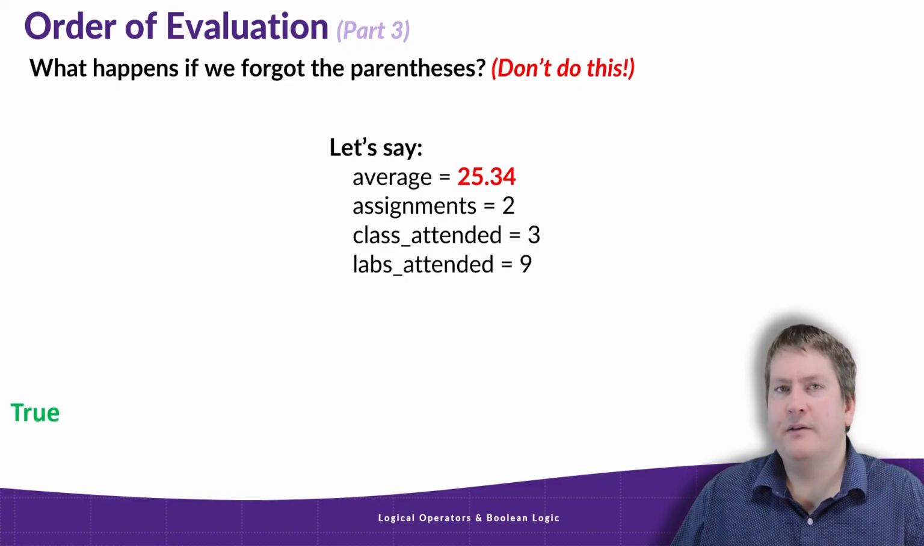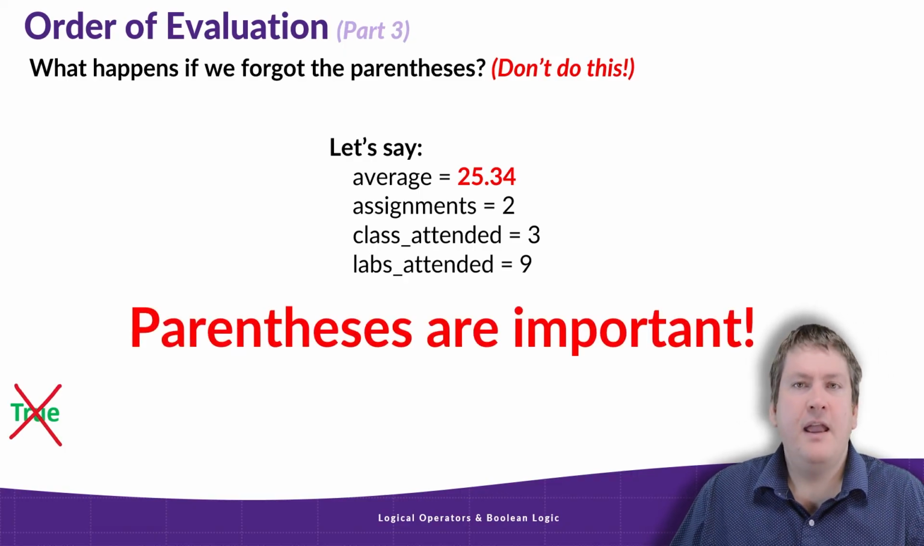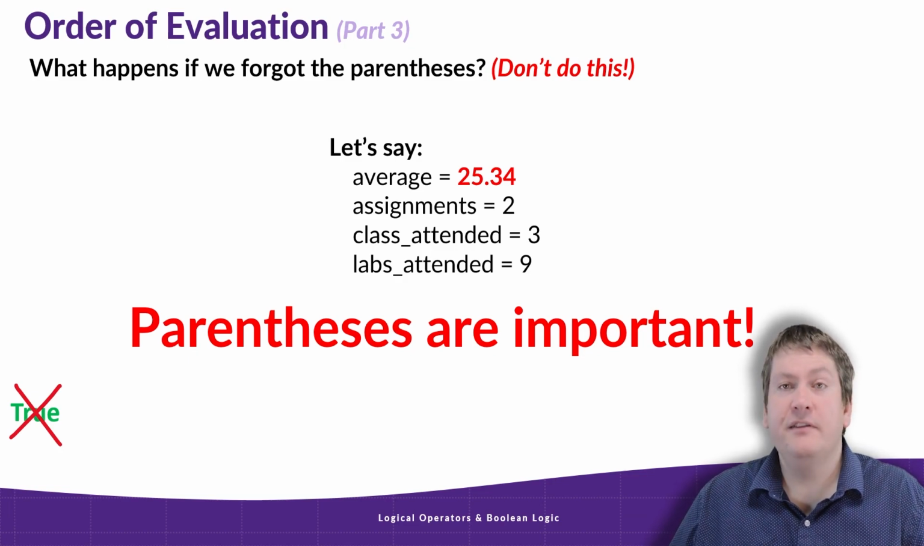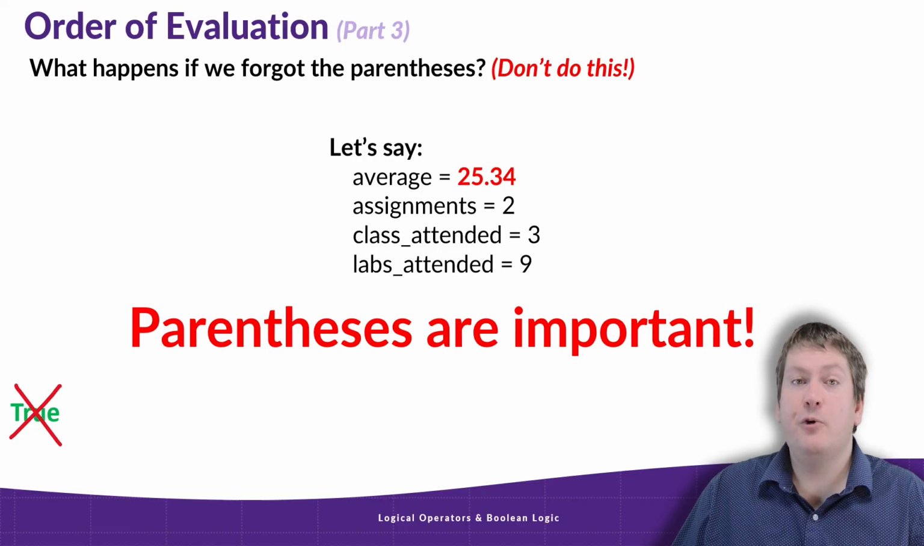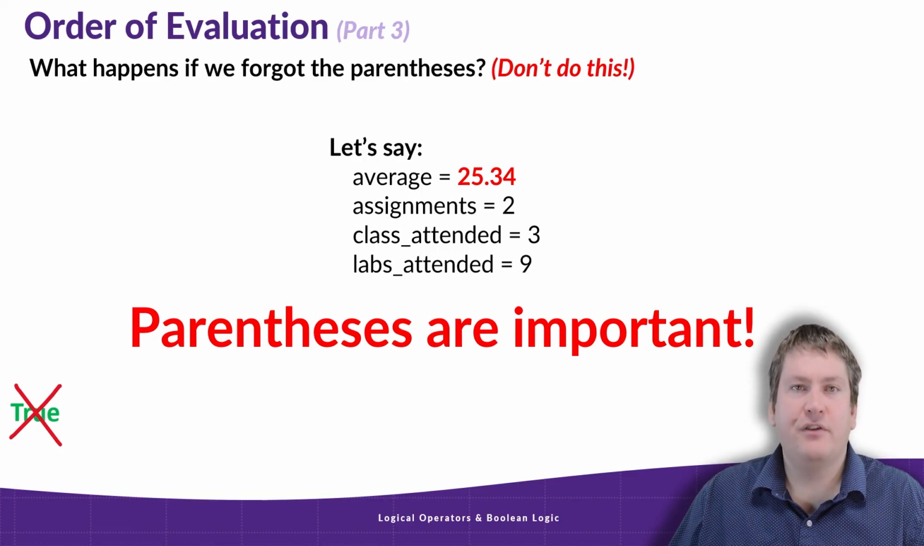But that's not correct. The student had a failing average. They should not pass. And this is why parentheses are important in these kinds of statements. Without them, we would get incorrect results in some cases. It's also why the order of operations matters so much. So make sure that you think about that while you're constructing statements like this.